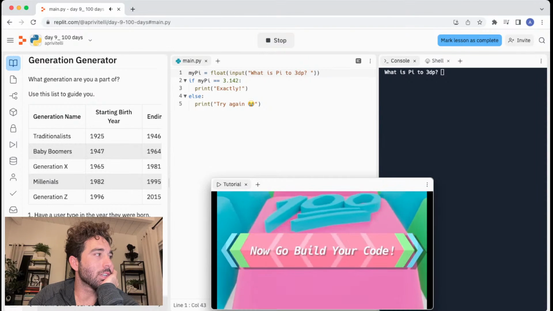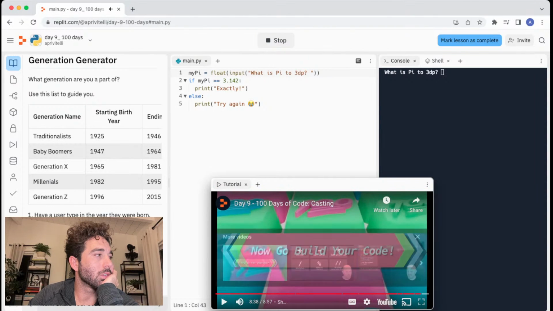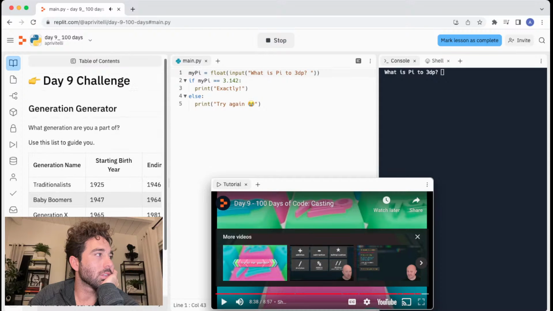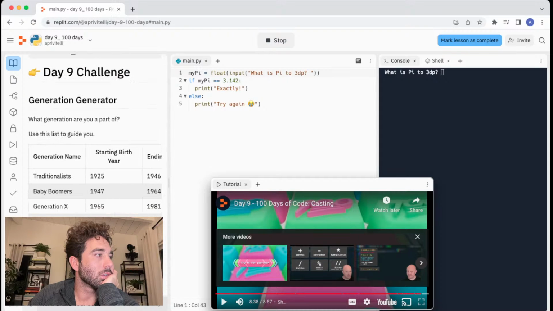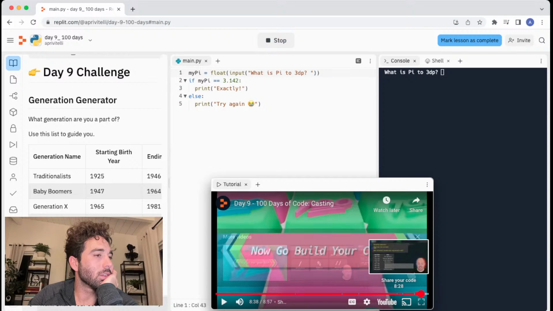Generation Alpha? Wait, where's Generation Alpha? It ends at 2015?